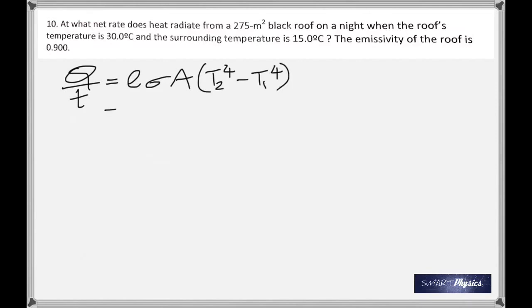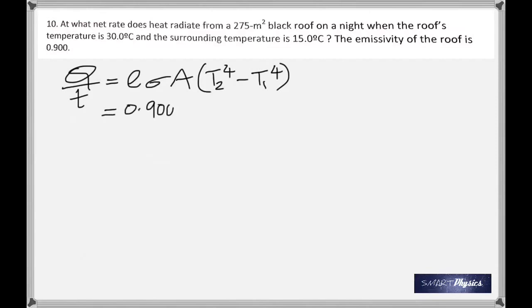Let me just explain the terms. Q is the quantity of heat radiated, T is in seconds, E is the emissivity, sigma is called Stefan's constant. It's always 5.67 times 10 to the negative 8. It will be given to you, but remember, it does not depend on the material. What depends on the material is the emissivity. For a black object, the emissivity is 1. And A is the surface area. T2 and T1 are the temperatures.